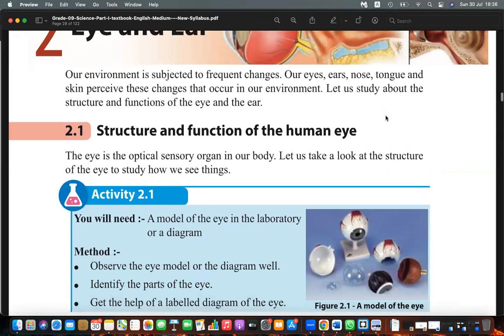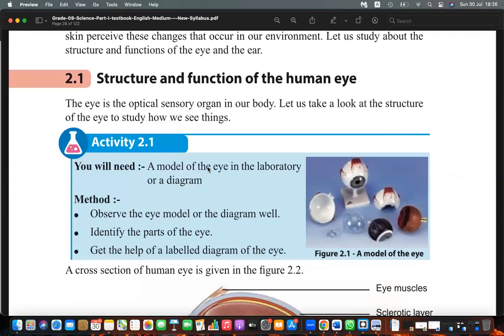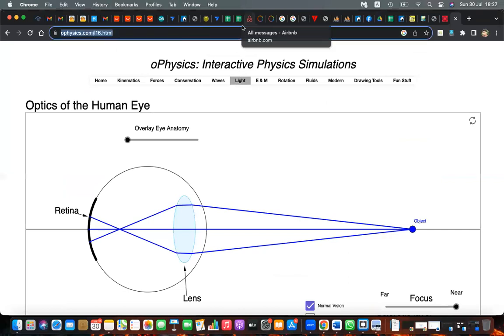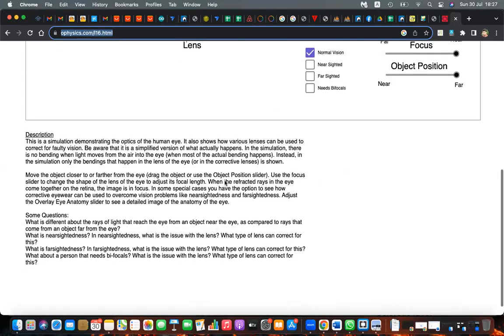Basically, here what they have asked is to find a model of the human eye in a laboratory. Because we are not in a physical class, we are doing an online class, so we have to use online resources. One thing that you can access is this physics site, which has a lot of physics videos, including the human eye. This might be useful for your mother as well, as she's doing physics, I guess. Please use that for your further studies, and you have a lot of interactive simulations there.